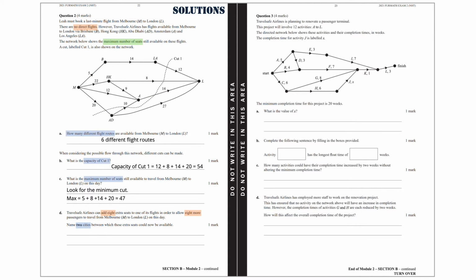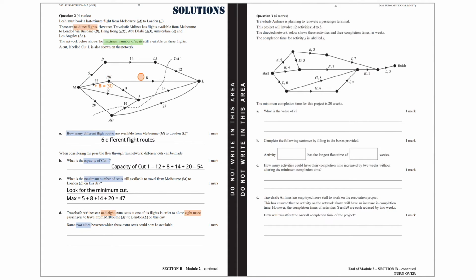First, we are going to look at the flight from Melbourne to Brisbane, Brisbane to LA, and LA to London. If we add 8 extra seats to the flight from Melbourne to Brisbane, this is not going to add 8 more passengers on the whole flight because of the restriction of 12 on the flight from LA to London. Also, if we add 8 extra seats to the flight from Brisbane to LA or LA to London, that is not going to allow 8 more passengers because there is a restriction of 5 seats from Melbourne to Brisbane.